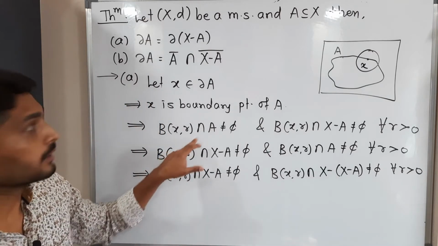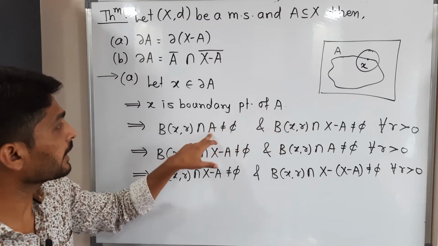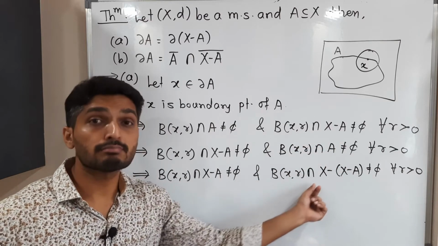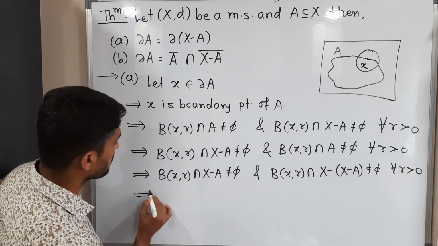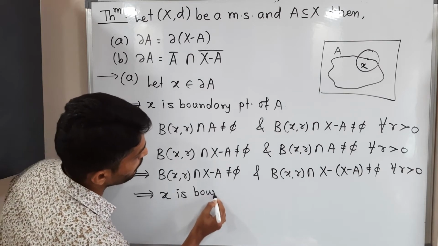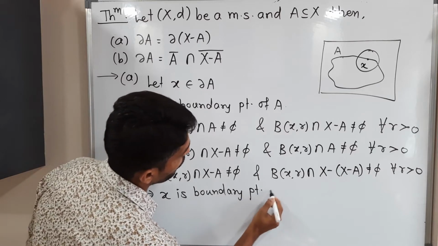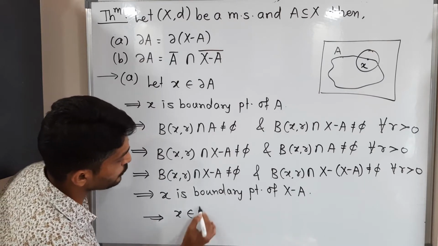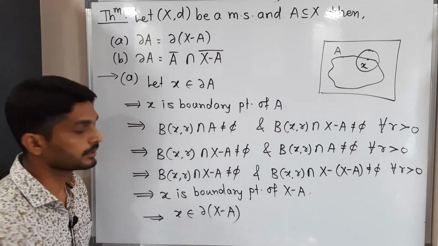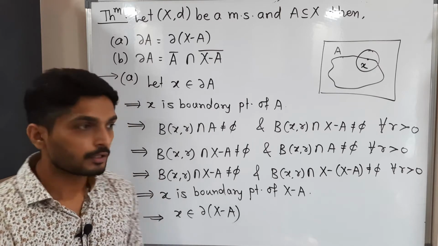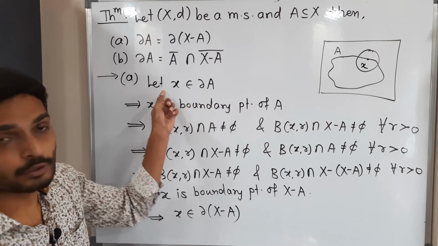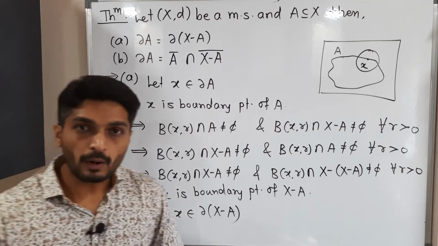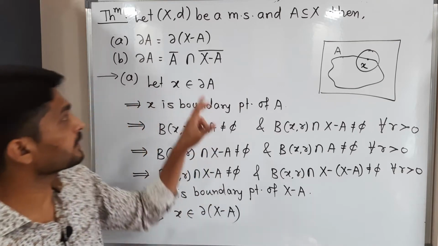As you can see here, if you say it is a boundary point of A, then we write A and we write X minus A. The same thing is happening here. Just we are taking X minus A and its complement. That means what can we say? x is a boundary point of X minus A. Symbolically, we can write x belongs to ∂(X minus A). So in this way we proved that we had taken x from the set of boundary points of A, and we have proved it is in the set of boundary points of X minus A. So that's why this is a subset of this one.